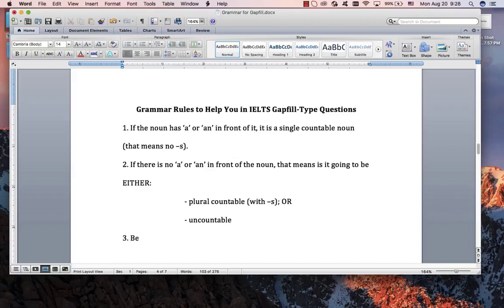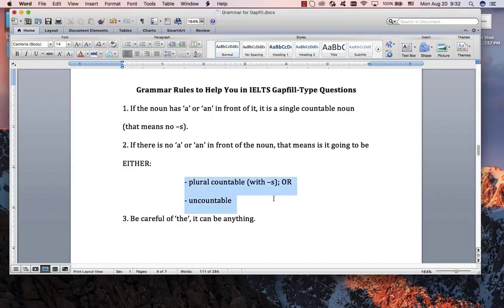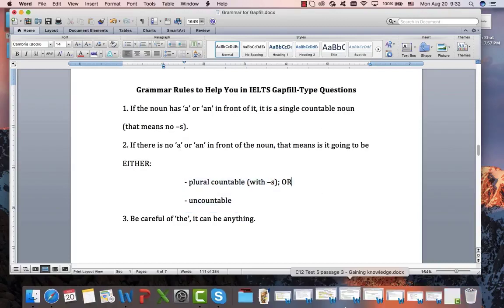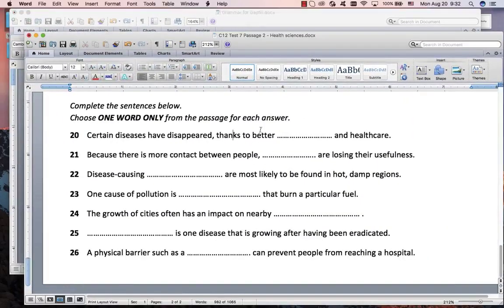Finally on this, I just want to say be careful of the. It can be anything. We can have the in front of plural, in front of single, in front of uncountable. So the does not give you any information. I'll just give you a quick couple of examples of this. Let's go to this. There is our adjective. We know we're looking for a noun over here. There is no over here, so we know that this is either countable or plural. Another example is it has an impact on nearby what. There's no or an over here, so we're looking for a noun which is either countable or plural.